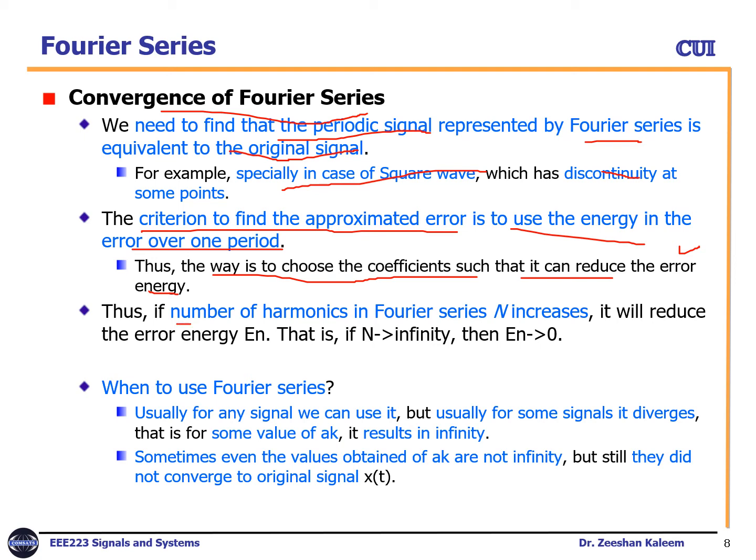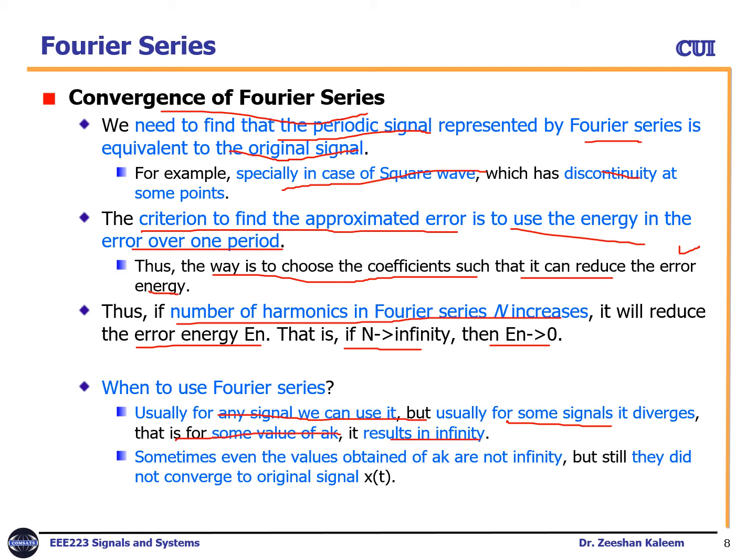So if the number of harmonics N in the Fourier series increases, it will reduce the error energy. If N approaches infinity, then the error energy approaches zero. When to use the Fourier series? Usually for any signal we can use it, but for some signals it diverges. That is, for some value of a_k it results in infinity.